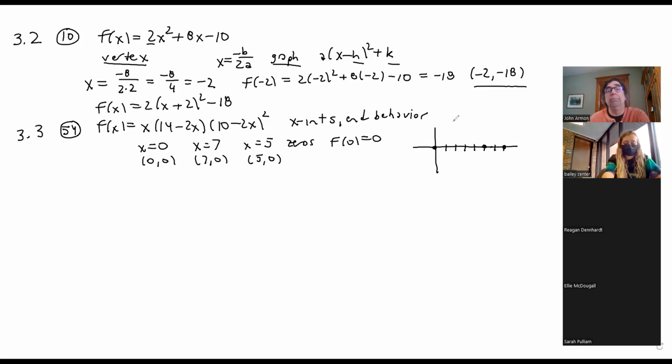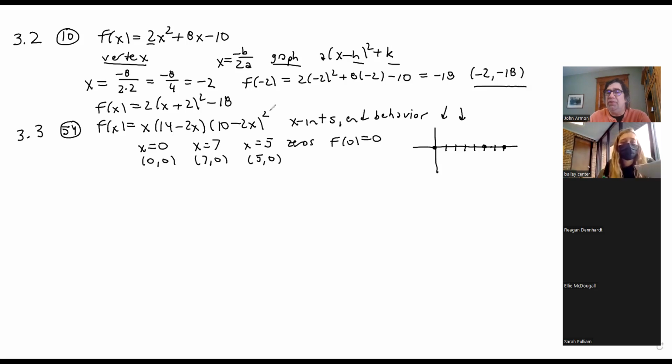Now we're going to do this without the calculator. End behavior. If you were to multiply it out, you don't have to, x times negative 2x is negative 2x squared. Negative 2x times negative 2x is 4x squared. So if you multiply everything out, you're going to have x to the fourth. Is the leading coefficient positive or negative? It would be negative. And that means both sides down.